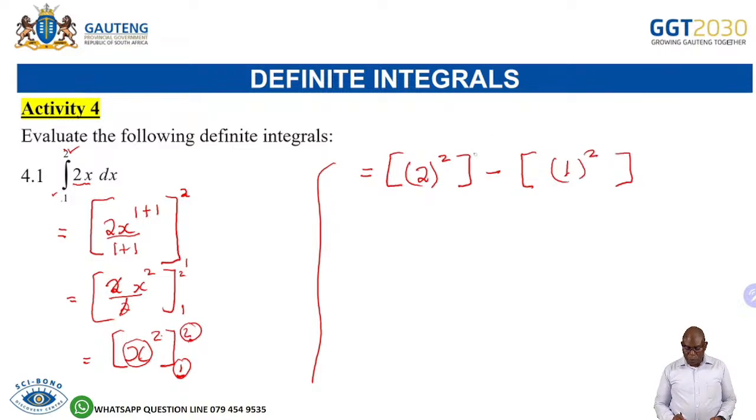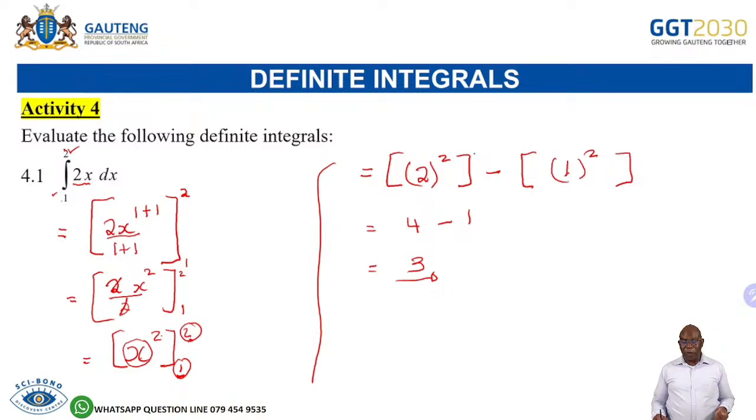Then I no longer put the 2 and the 1 and all that. Okay? So therefore I'm going to have 2 squared is 4. 1 squared is 1. The answer is going to be 3. I'll explain what the 3 is when you do the area. Okay, so with 4.1 we are fine.